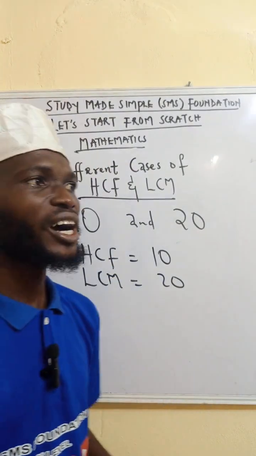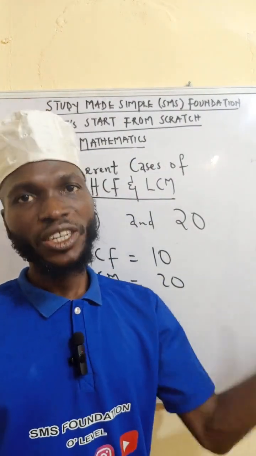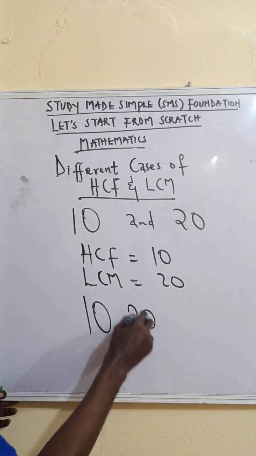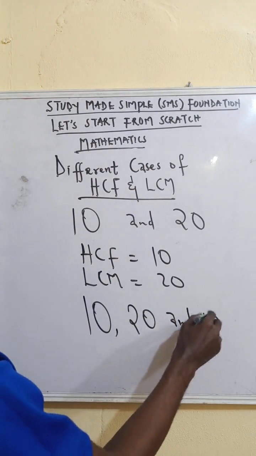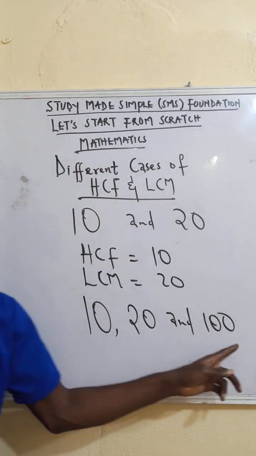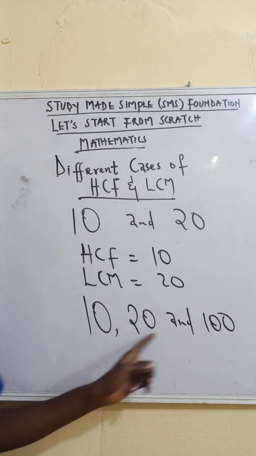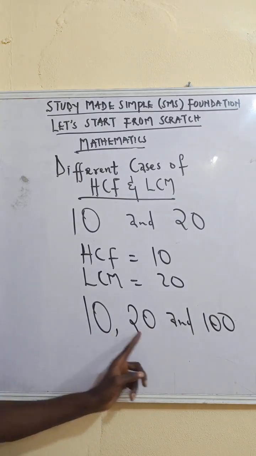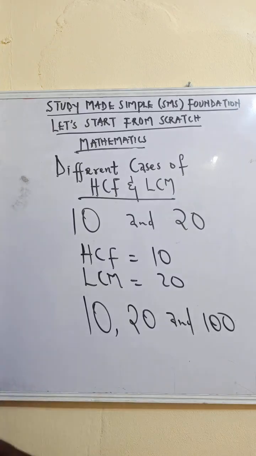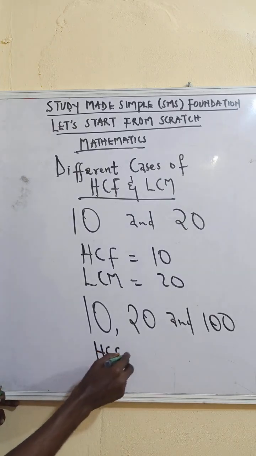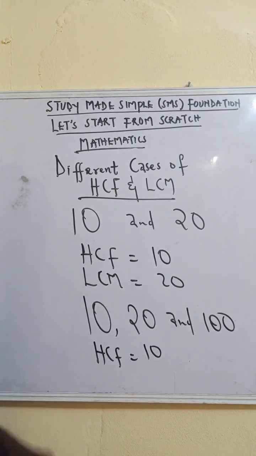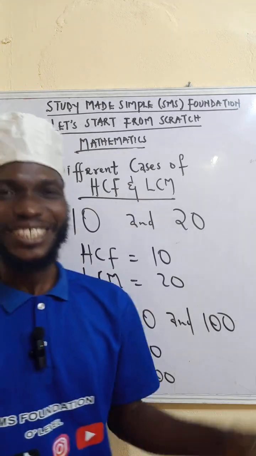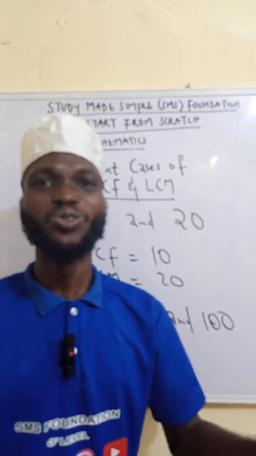And in fact, if we have more than one number, let's say 3 numbers, for example, 10, 20, and 100. Good. What you notice is that all of the smaller numbers can divide the biggest. So if it happens like that, all of the smaller numbers can divide the biggest, then HCF will be the smallest and LCM will be the biggest. So in all these cases, you don't need to hold pen to solve.